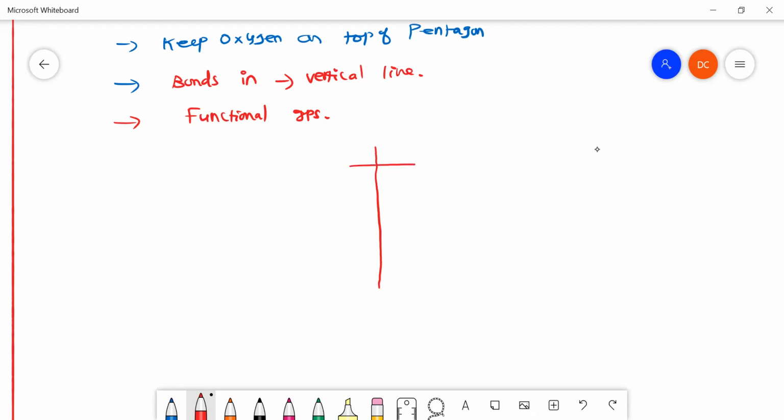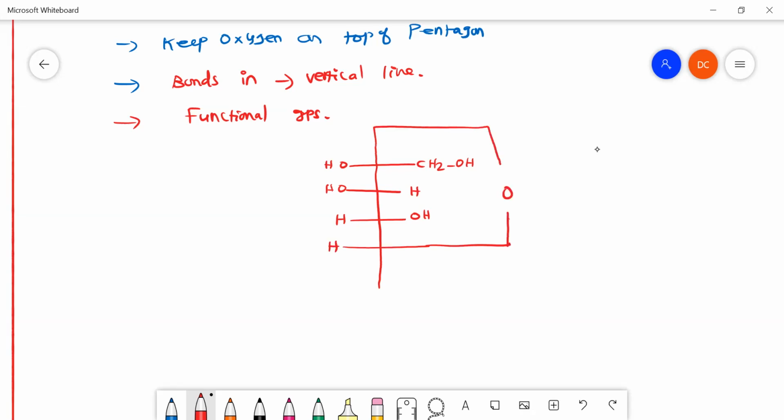So here CH2OH is here and OH is here. And then here H is here, OH is here. Again here OH is here, H is here. Here also H is here, and here the entire ring will be here, and this O will be attached to that. Then CH2OH. Is that clear?